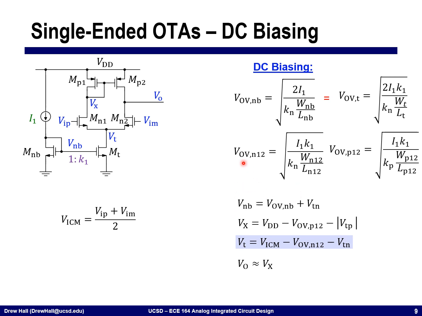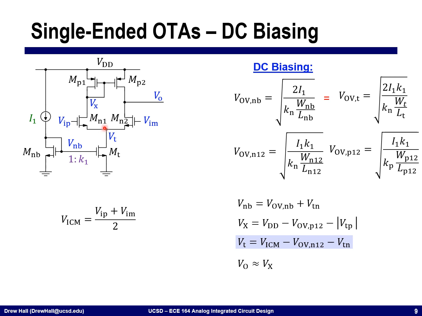All right, now we can calculate all of the different node voltages that we have in the circuit. VNB, this node right here, is simply equal to VOV NB, the overdrive voltage of this transistor, plus VTN. Vx is this node here. This is equal to VDD minus VOV P12 minus the absolute value of VTP.